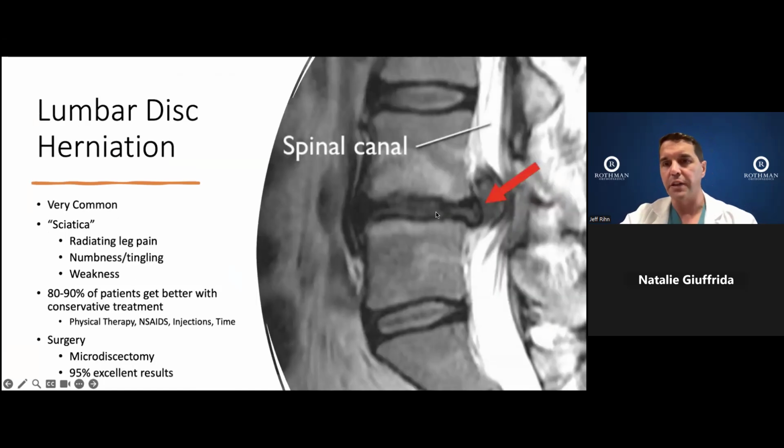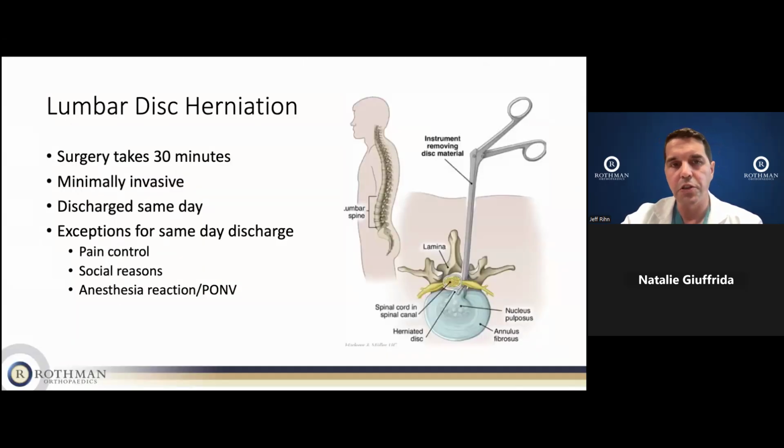So that first picture I showed you of the disc herniation, this huge herniation here where the disc is herniated into the spinal canal, causing leg pain or sciatica. A lot of these patients will get better without surgery, with physical therapy, with time, with injections, with anti-inflammatory medication. But in some cases, they don't get better, and this is a condition that responds very well to surgery. The surgery to treat a disc herniation is called a microdiscectomy.